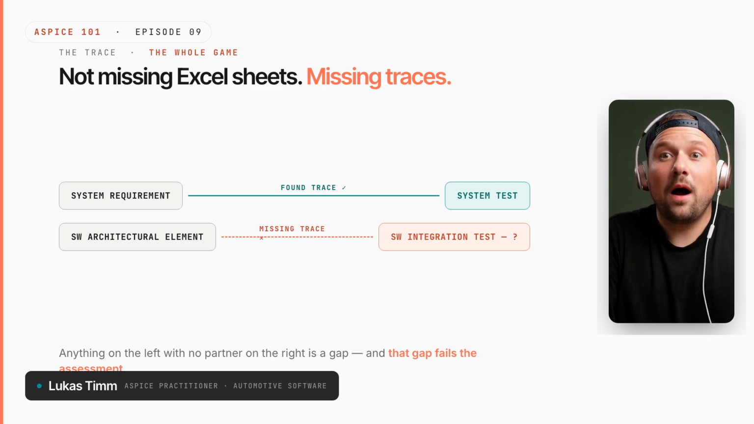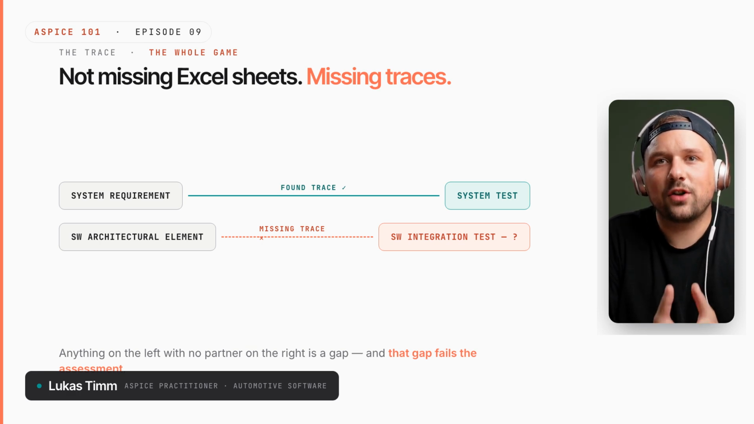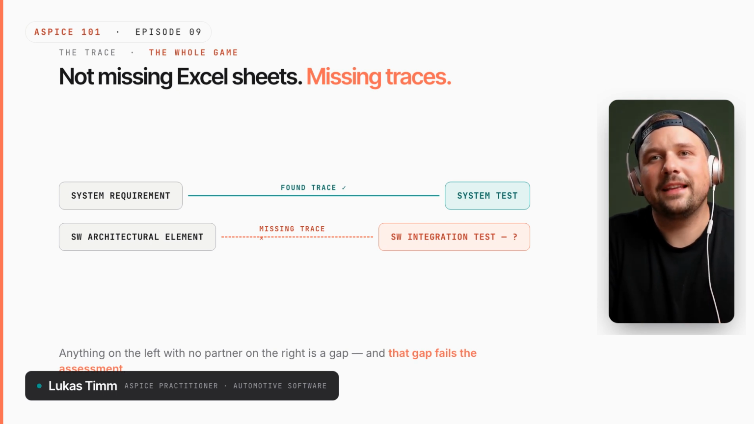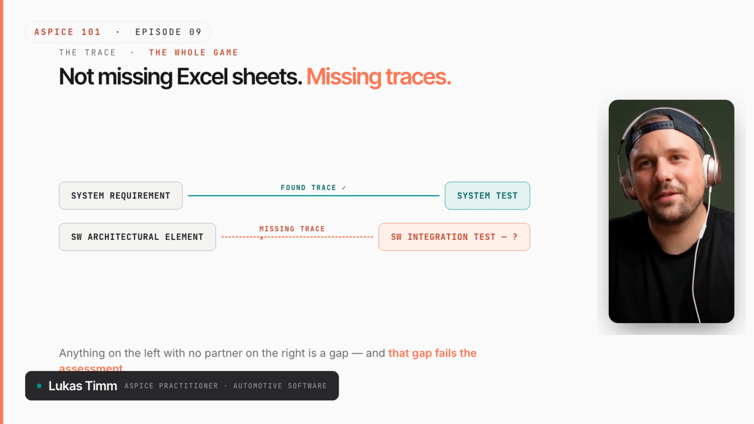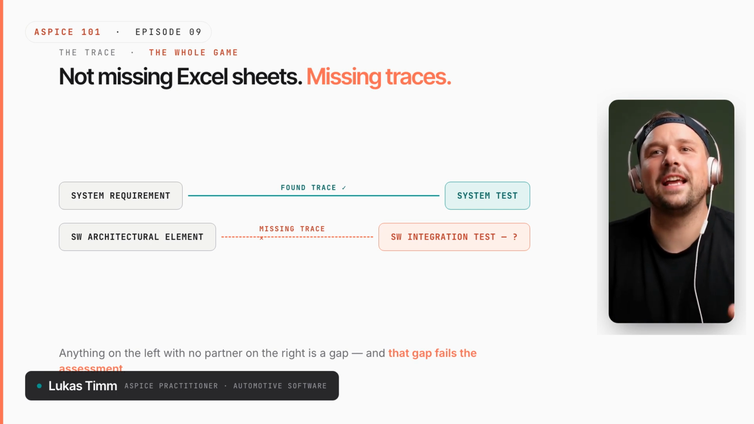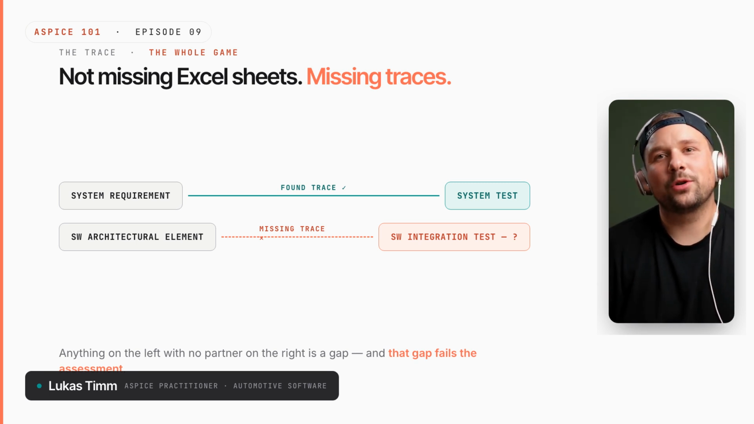A system requirement on the left must trace to a system test on the right. A software architectural design element must trace to a software integration test. If anything on the left has no partner on the right, that is a gap. That gap is what fails an ASPICE assessment. Not missing Excel sheets, missing traces.